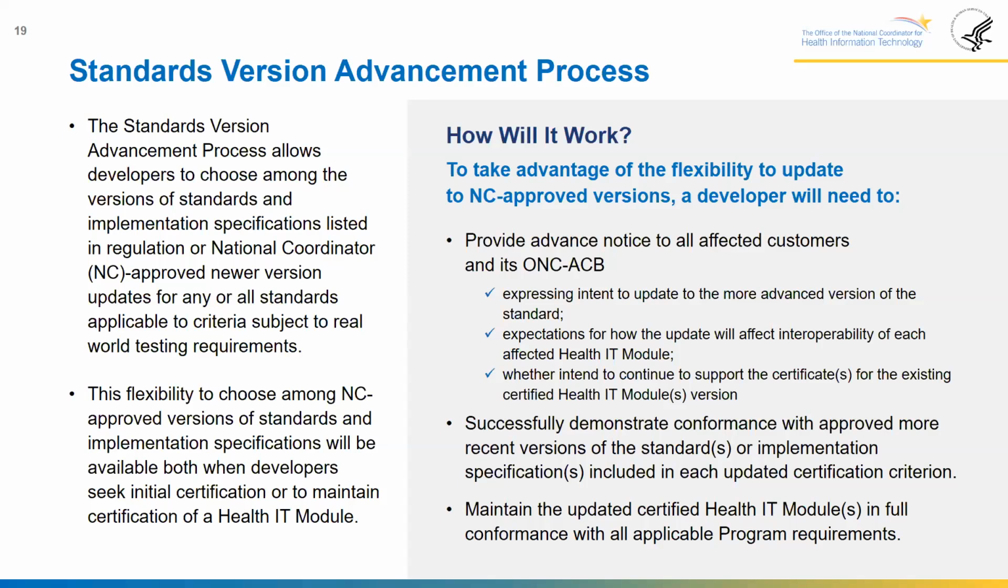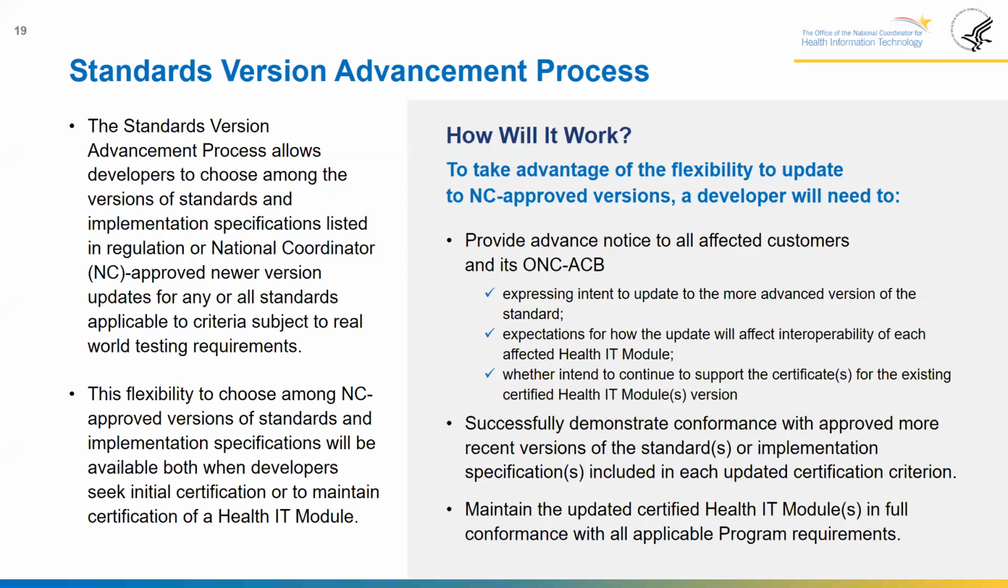We indicated that there will be a public process by which standards are advanced. There will be an opportunity for the public to nominate some standards to be advanced. We will consider those, and ultimately the National Coordinator will approve any of the versions of updates that can be used, which will effectively mean that for some of the certified criteria, there will be multiple standards from which a developer can choose. The standards version advancement process in real-world testing allows the developer to move to that new standard, whether you're coming in as a new product or whether you're an existing product.